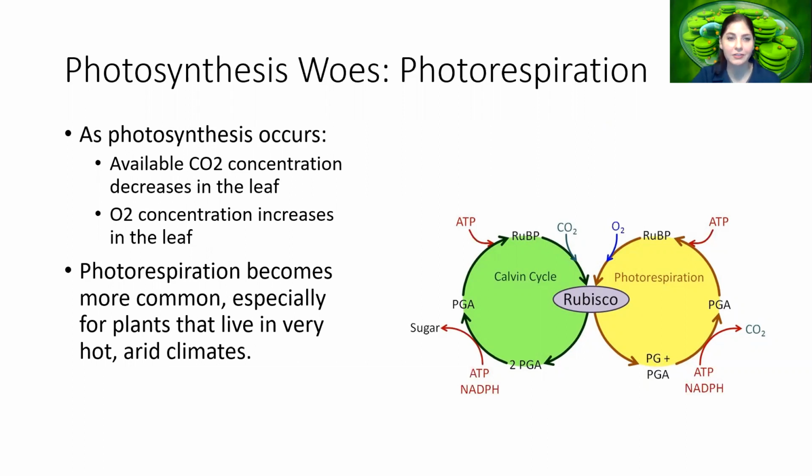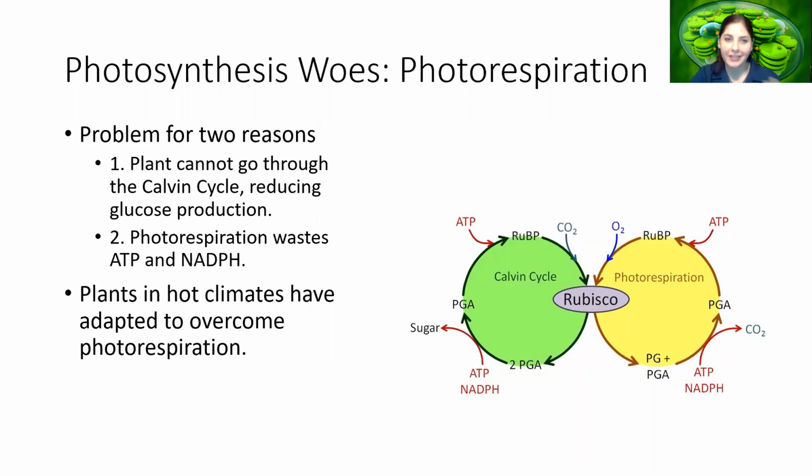So as photosynthesis occurs, the available carbon dioxide concentration decreases in the leaf. Now the oxygen concentration starts to increase. Good for us, bad for the plants. Photorespiration becomes more common, especially for plants that thrive in these hot, arid climates. So again, it's a problem for two different reasons.